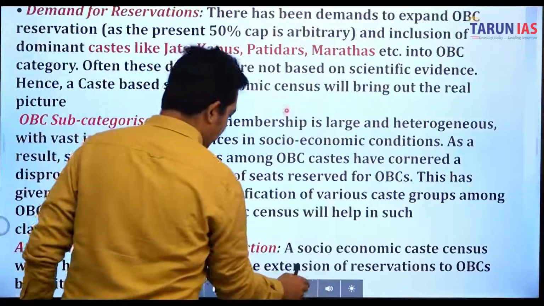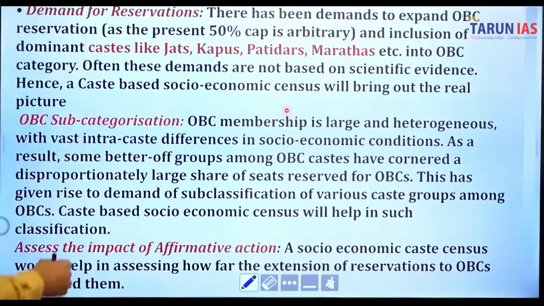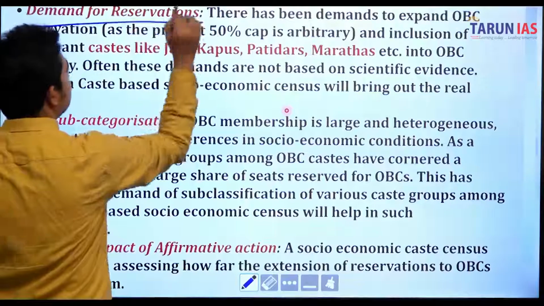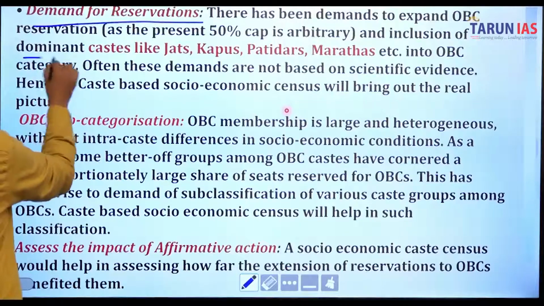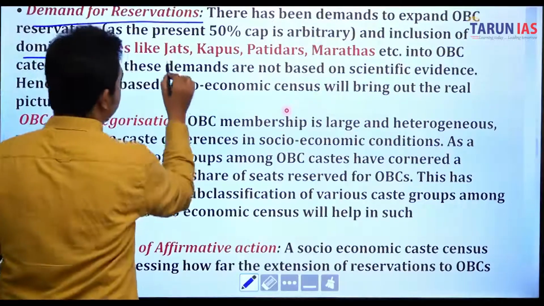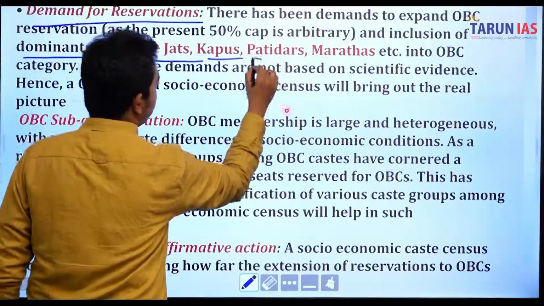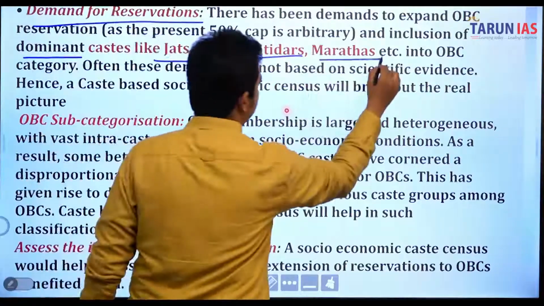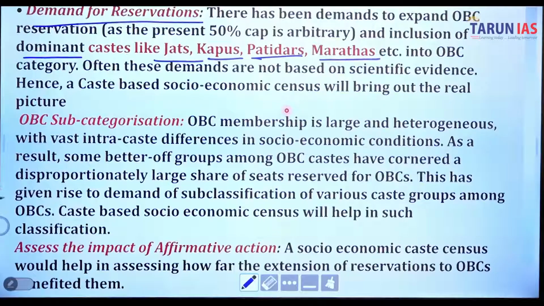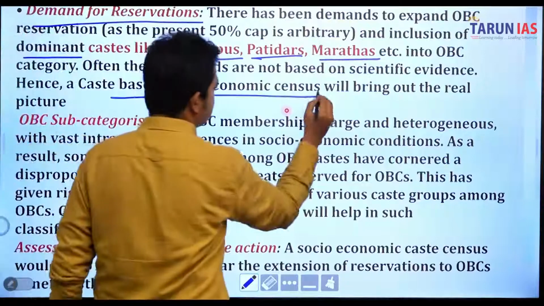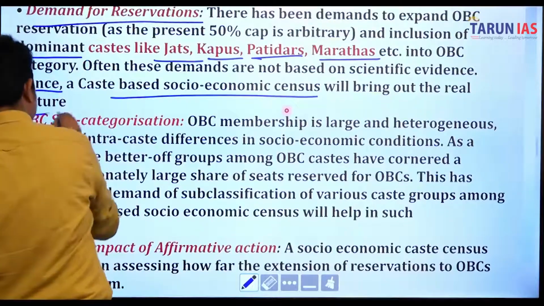Now the demand for reservation. Why are they demanding reservation? There has been a demand to expand OBC reservation, as the present 50% cap is arbitrary, and for the inclusion of dominant castes like Jats, Kapus, Patidars, Marathas, etc. into the OBC category. Often these demands are not based on scientific evidence. So a caste-based socio-economic census will bring the real picture.